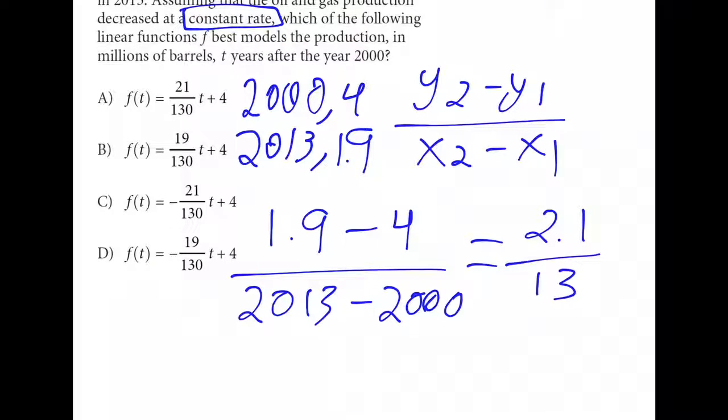Notice A and C have something that looks very similar. To cancel out this decimal, they multiply the top and the bottom by 10, which moves the decimal place over and adds a 0. So this becomes 21 over 130. And because we are taking 1.9 minus 4, which is a larger number, you can't forget about this negative. C is our best answer.